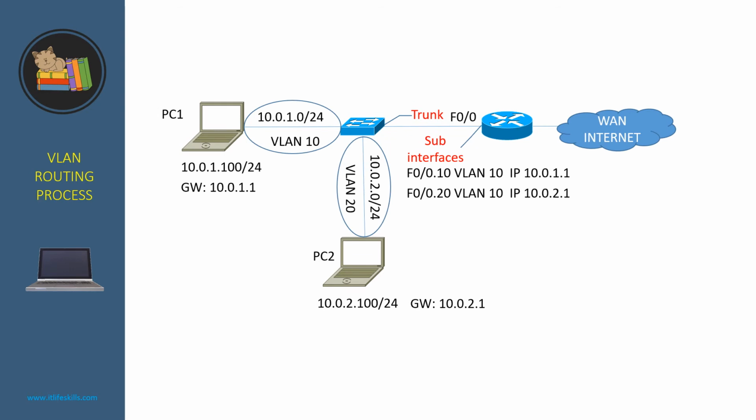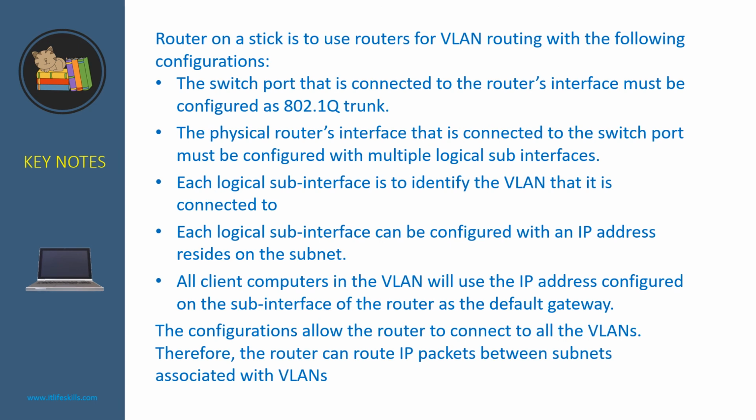The router removes the tag and decapsulates the frame to get the IP packet. Based on the destination IP address in the IP packet, the router encapsulates the IP packet into a new Ethernet frame and forwards it out of the sub-interface F0/0.20. The frame then gets tagged with VLAN 20 before sending. When the frame arrives, the switch removes the tags and forwards the frame to PC2, which completes the VLAN routing process. Let's read the keynotes for this lesson.